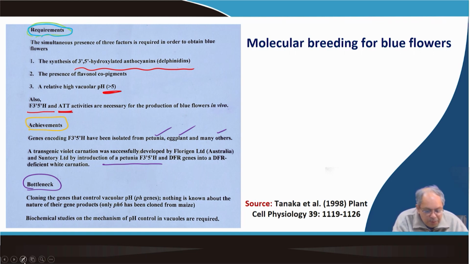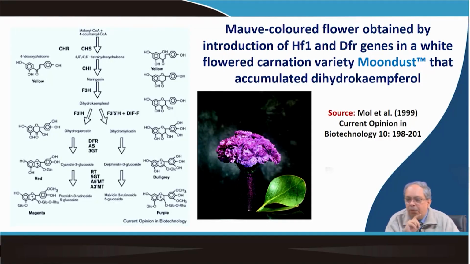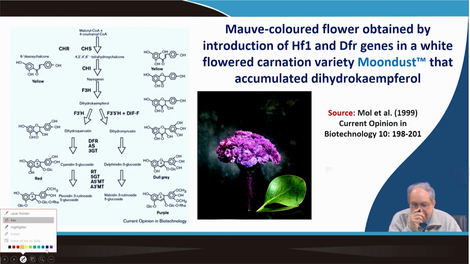Now, apart from these achievements, some bottlenecks are still there, that is the control of the vacuolar pH. Only a few genes have been cloned which really maintain the proper vacuolar pH, so that you get the stability of the coloration. And this is the mauve coloration developed by introducing F3'5'H and DFR genes in the white flower carnation variety Moondust, which accumulated dihydrokaempferol.